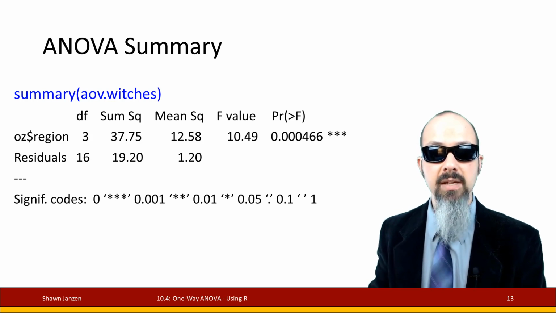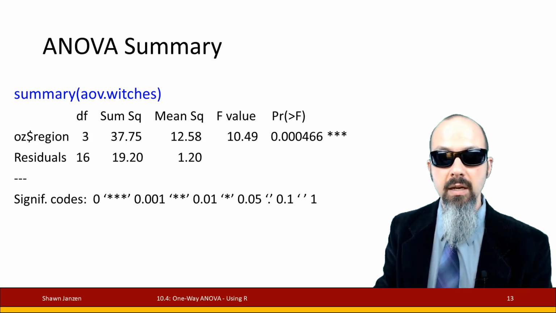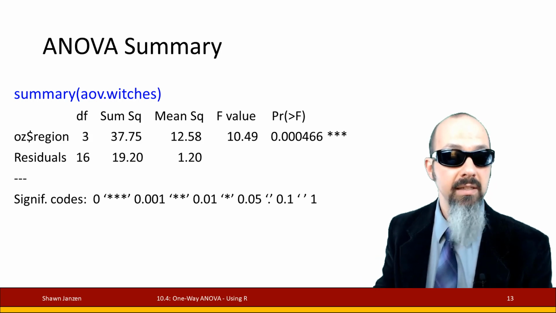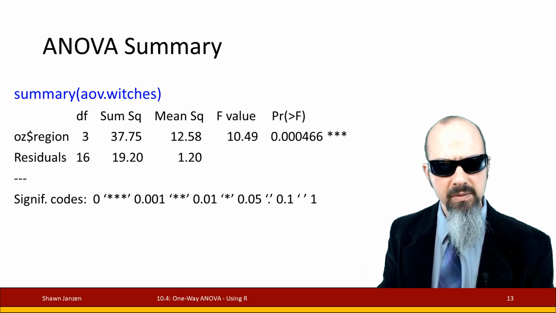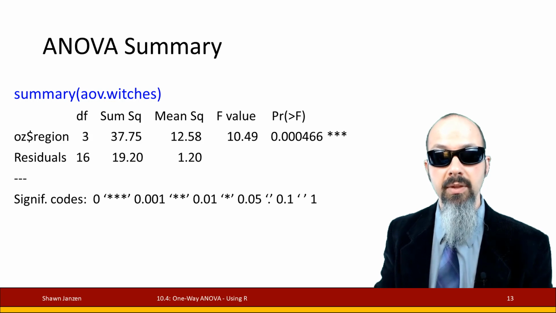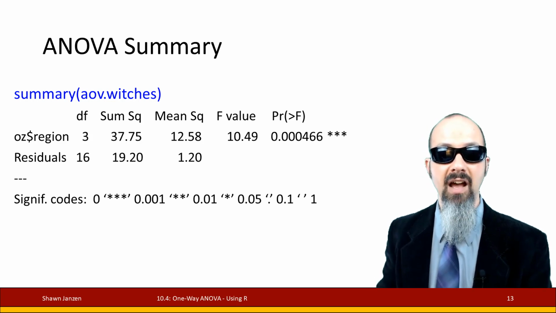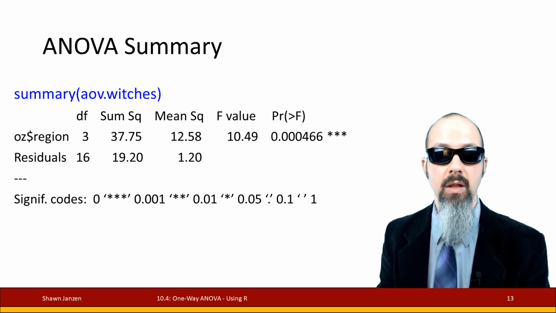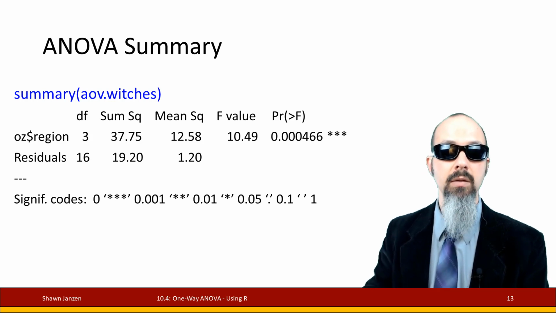Note at the bottom of the summary function here, I have these what I call cheater codes, where I have a number of stars, and the number of stars are indicators that tell me how statistically significant I am. And the p-value up there is 0.000466, which is very small. And notice that it's 3 stars. The 3 stars corresponds with 0.001, so I'm statistically significant at an alpha of at least 0.001. And it could be smaller, but I don't have any smaller on this sheet here. But if I'm significant at 3 stars, I'm also significant at 2, at 1, and so on.